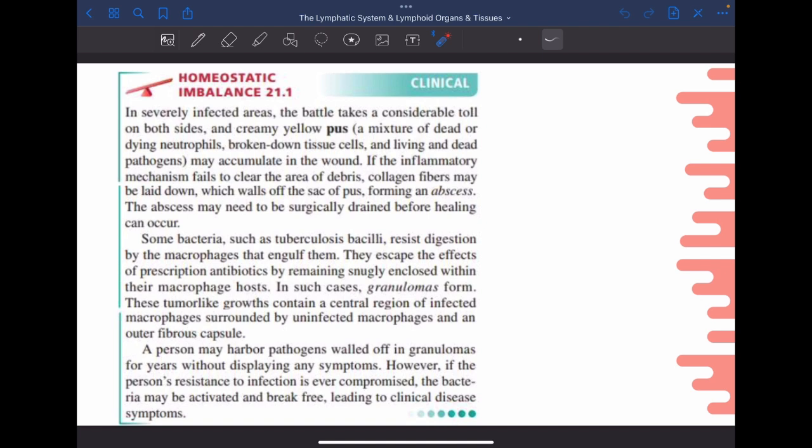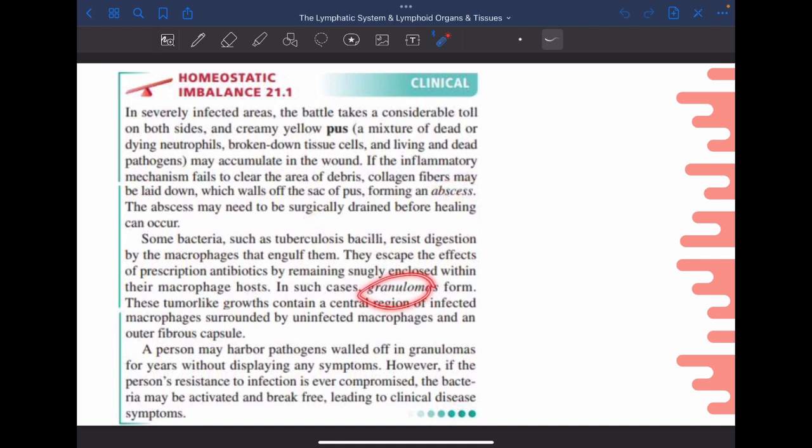But if the person is compromised, for instance, a person becomes sick or their immune system weakens, this pathogen can then reactivate and cause an infection and make the person sick. So in this homeostatic imbalance, we spoke about the pus formation, which is basically the dead, dying cells and so on. If it's not removed, collagen fibers will be laid down and form an abscess, which needs to be surgically drained and removed.